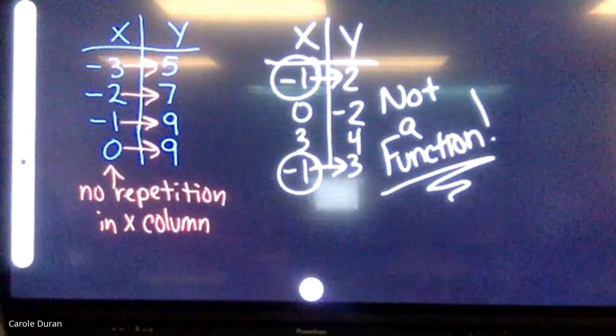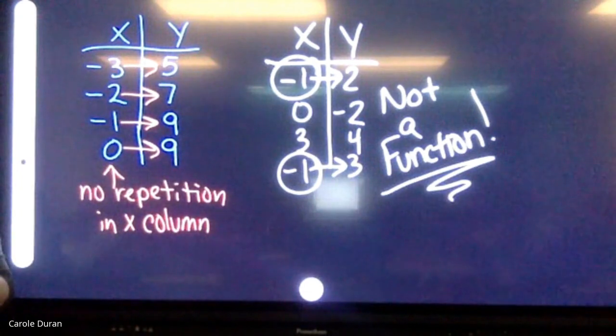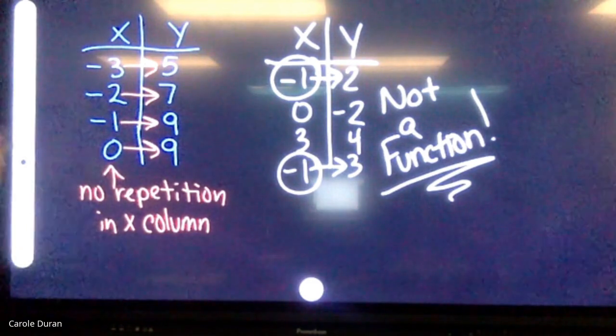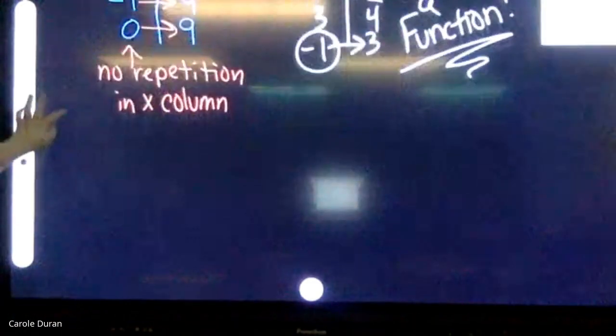Anybody confused by how we identified that? Are we okay with that? So of course, we're going to do one more just as a wonderful little practice, and then we will move on to the next portion.